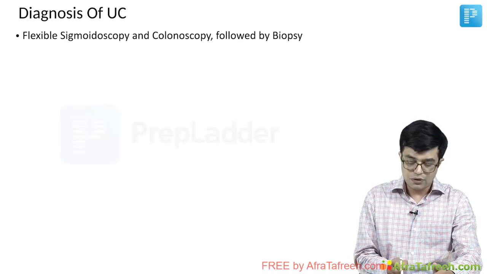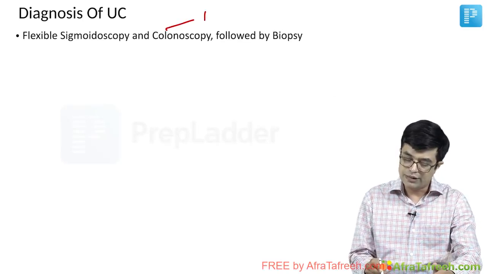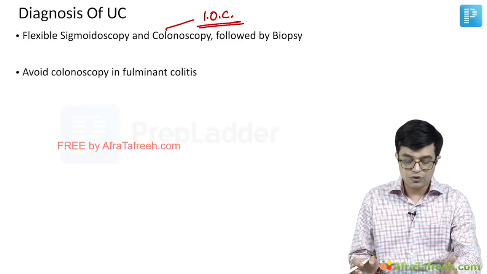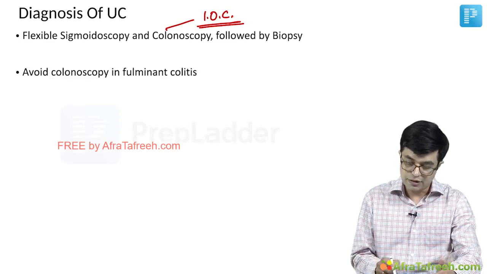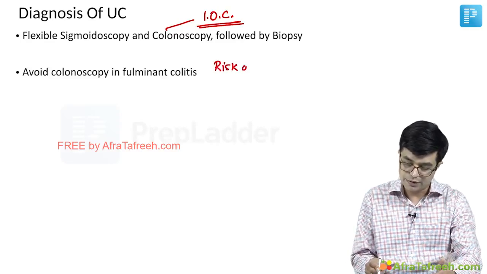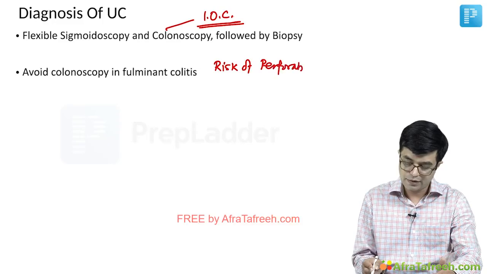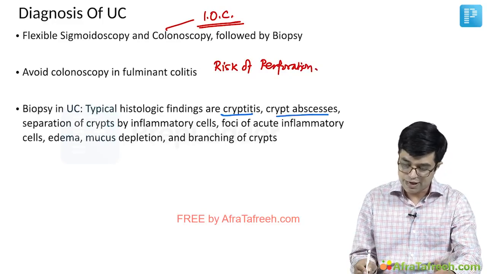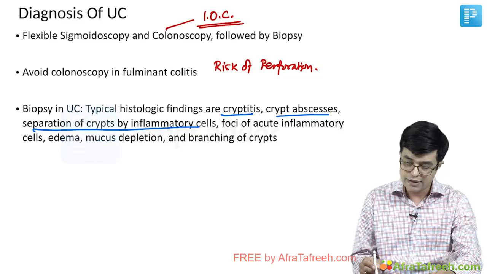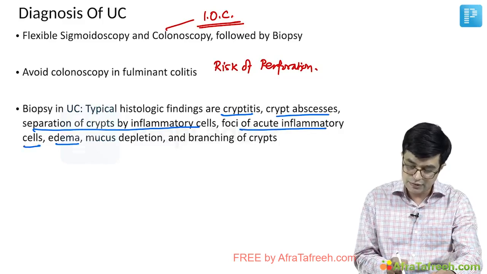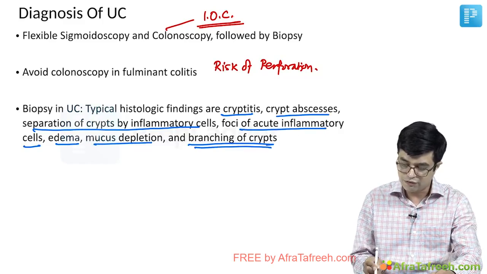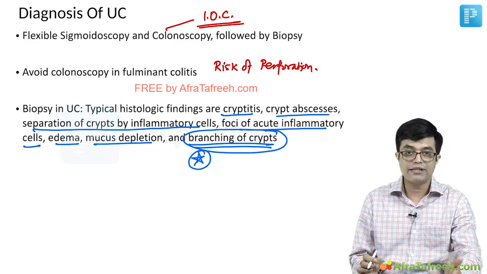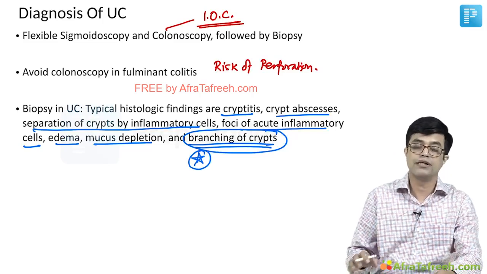Flexible sigmoidoscopy and colonoscopy followed by biopsy are considered to be the investigation of choice for ulcerative colitis. You will avoid colonoscopy in fulminant colitis because there is a risk of perforation in these patients. What are the biopsy findings? You will find that there is cryptitis, crypt abscess, separation of crypts by inflammatory cells, foci of acute inflammatory cells, edema, mucus depletion and branching of crypts. Branching of crypts is a particularly useful sign. Branching of crypts is never seen in infectious mimics of ulcerative colitis.